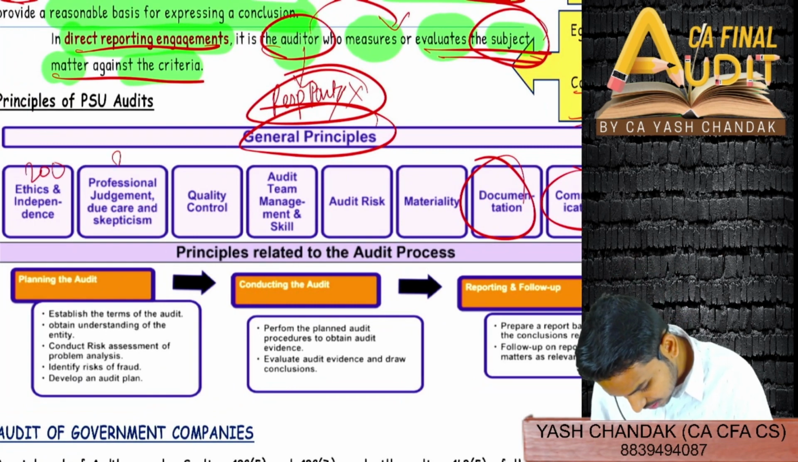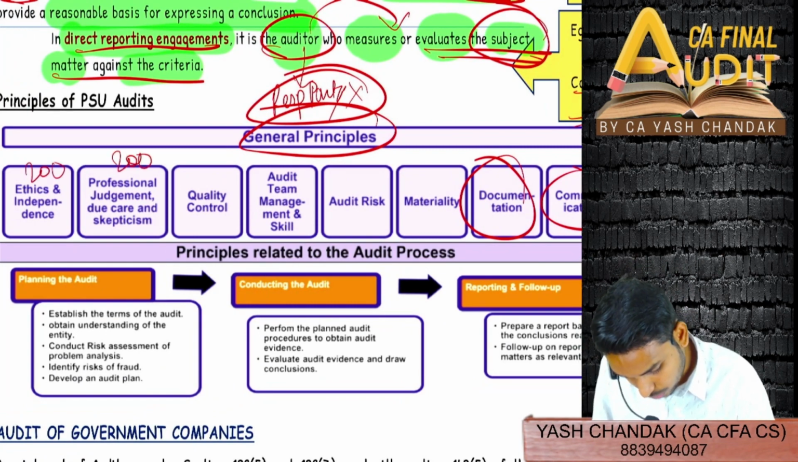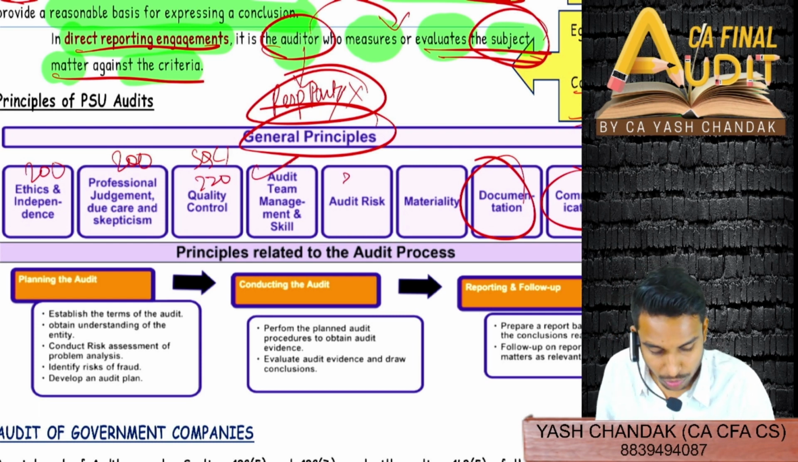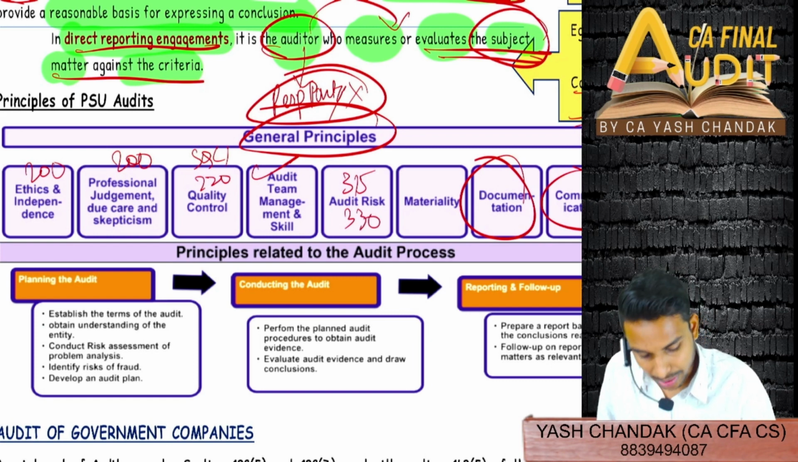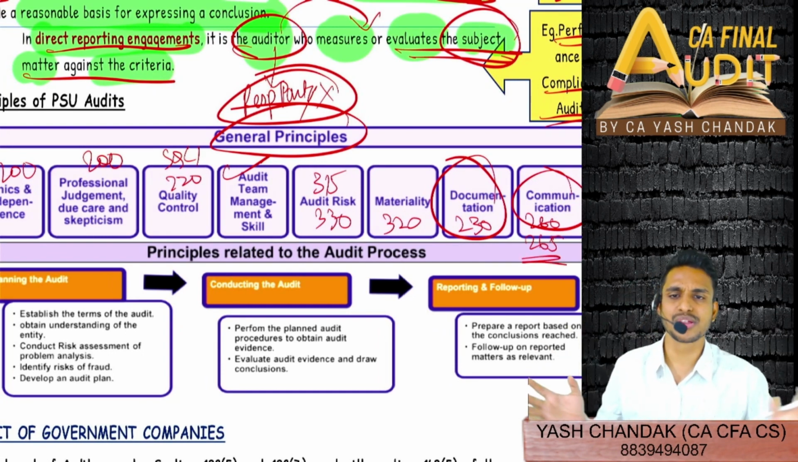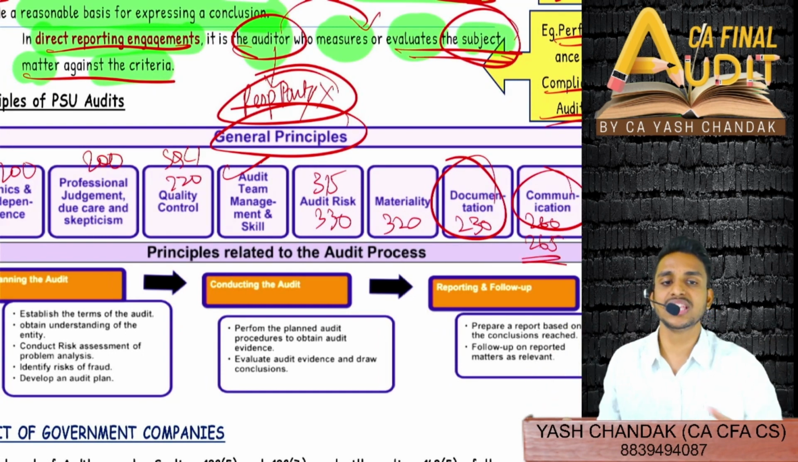I said 200, professional judgment and skepticism 200, quality control SQC1, SQC1 or 220, audit team and management skill, audit risk which you will find in 3 and 5, 330, materiality 320, documentation 230, communication 260, 265. So these are like the general principles of the audit that will also apply in the audit of PSU.